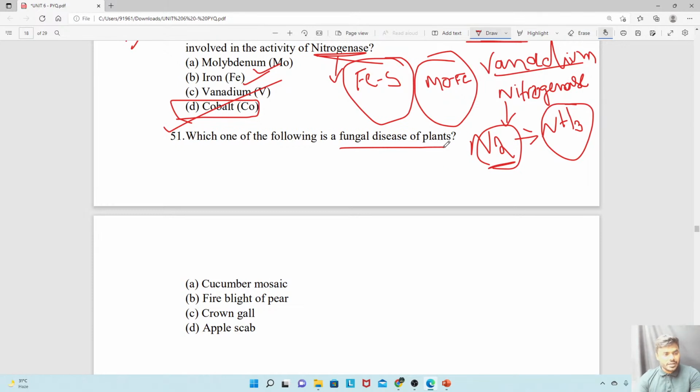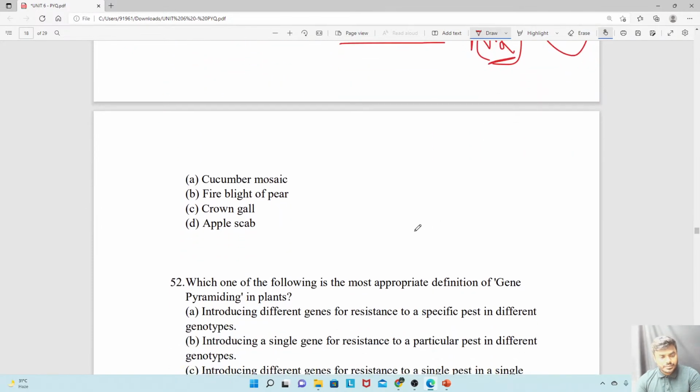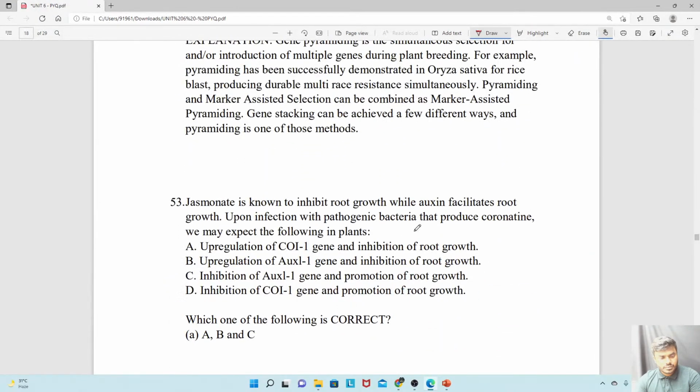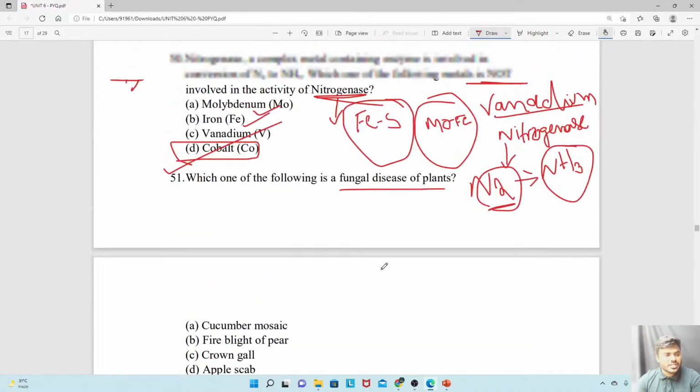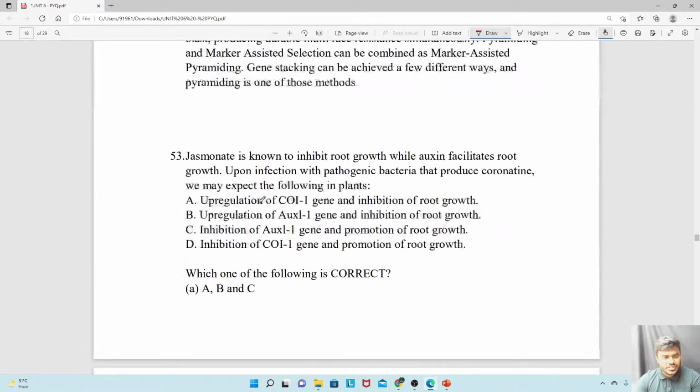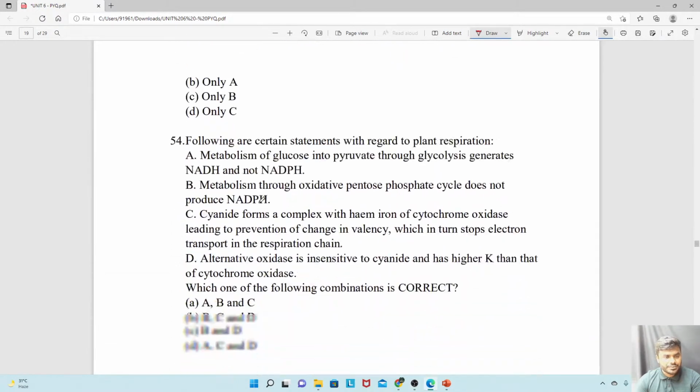What's the answer? Everyone has given the answer for question number 51. Good. So apple scab is the fungal disease. It's a very direct question, nothing to explain there. It is basically caused by Venturia inaequalis. Very good. The remaining are bacterial and viral diseases. That's good.